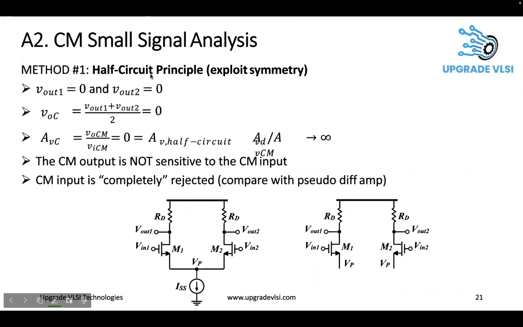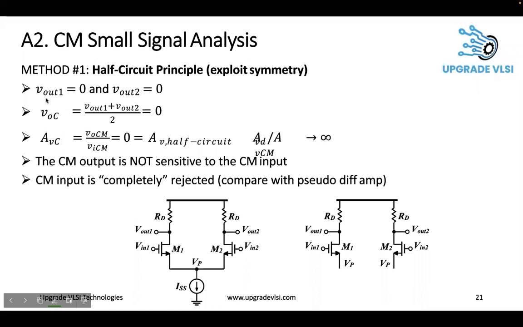So the half circuit principle is applied here. Because of that, this VP will be exactly at the same voltages. When V in 1 increases and V in 2 increases, the VP will increase automatically, because a current source is connected here. There is no change in current. So this is the case for common mode input. If both voltages are increased, VP will increase, and increase in VP will not cause any change in current. So the change in output will be 0.